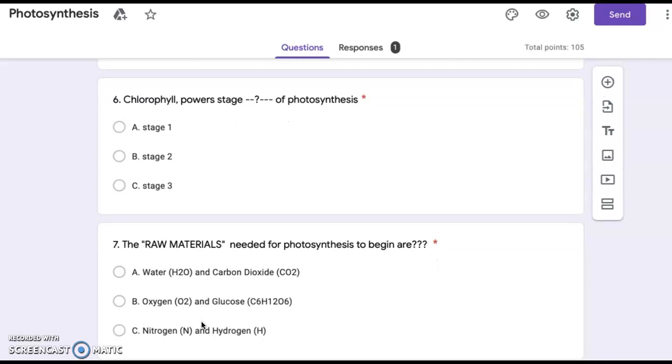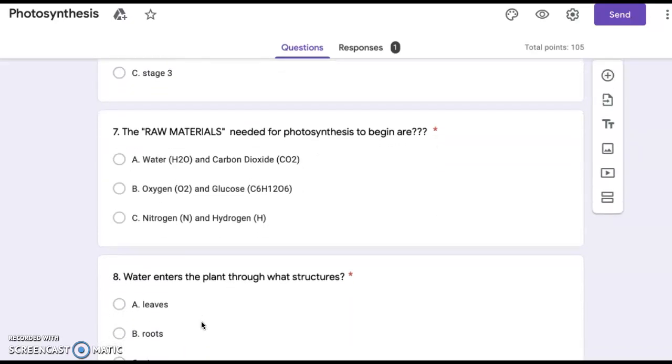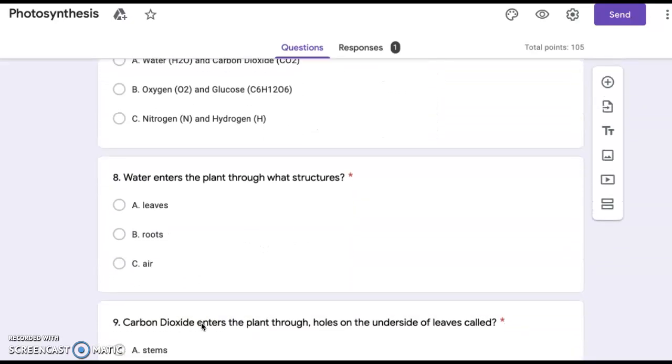Number 7. The raw materials needed for photosynthesis to begin are A. Water H2O and carbon dioxide CO2, B. Oxygen O2 and glucose C6H12O6, or C. Nitrogen N and hydrogen H. Number 8. Water enters the plant through what structures? A. Leaves, B. Roots, C. Air.